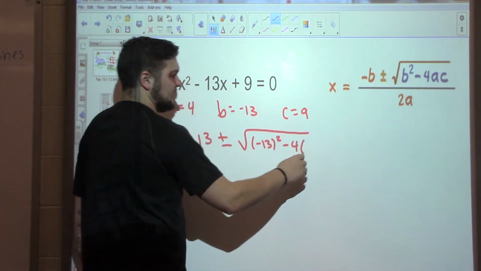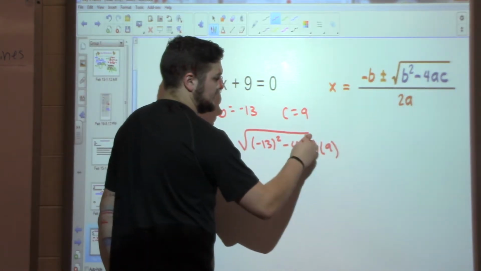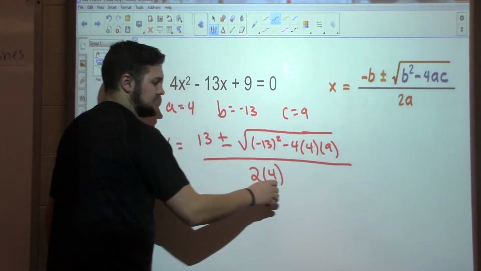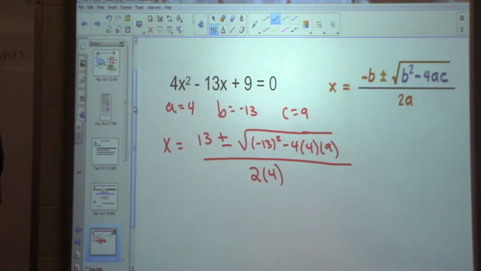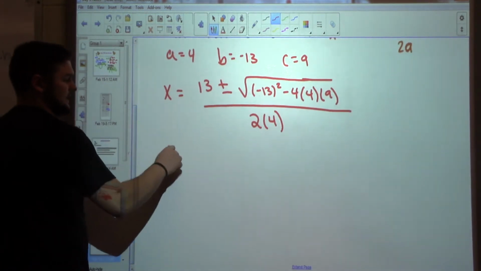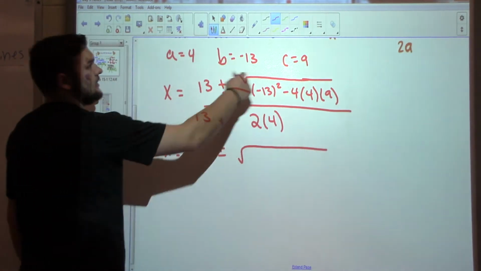Minus 4 times A, which is 4, times C, which is 9, all over 2 times 4, or 2 times A. Okay? The biggest thing is we need to start doing our algebra. So start doing what's underneath our radical, and then multiply our bottom here too. X equals 13 plus or minus the square root.